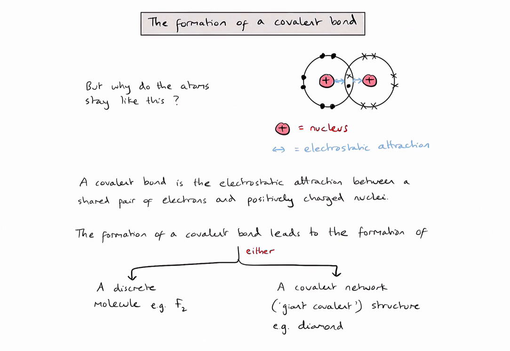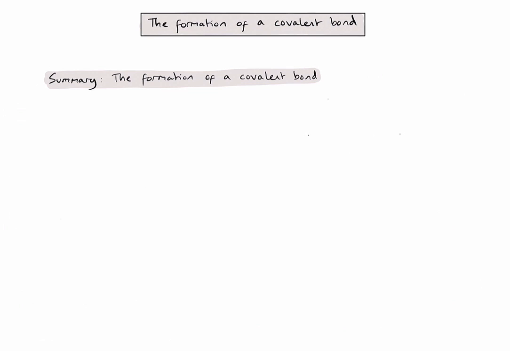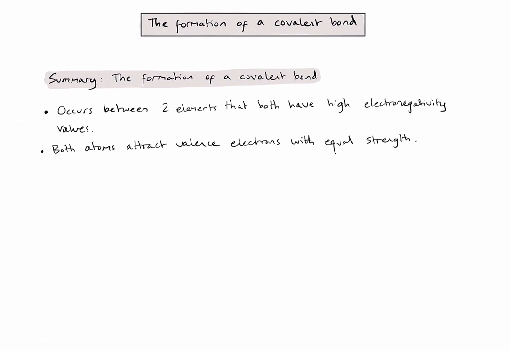Let's now summarize the key points. Firstly, the formation of a covalent bond occurs between two elements that both have high electronegativity values. This means that both atoms will attract valence electrons with equal strength. Because of this, atoms will then share one or more pairs of electrons when a molecule is formed. This allows each atom to achieve the octet rule. And then what's actually holding that molecule together, the covalent bond, is the electrostatic attraction between a shared pair of electrons and positively charged nuclei.